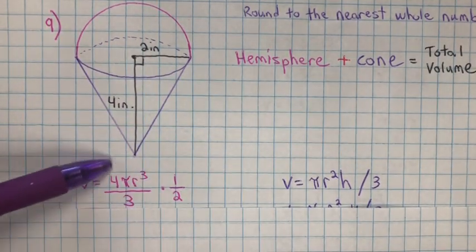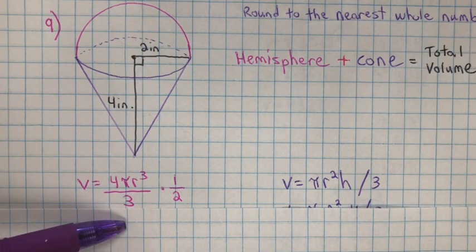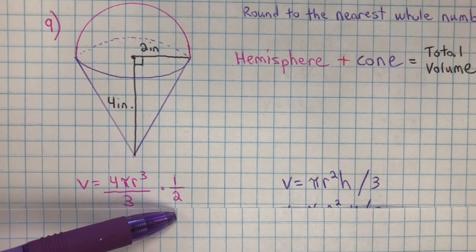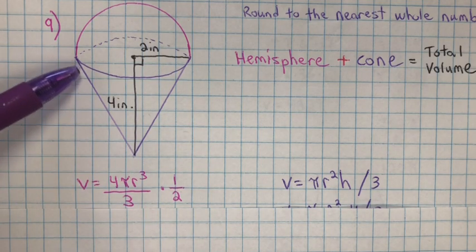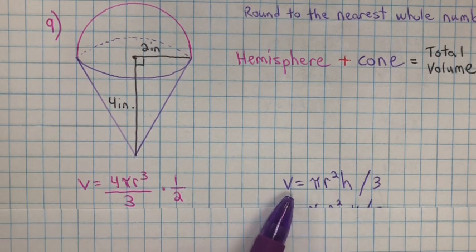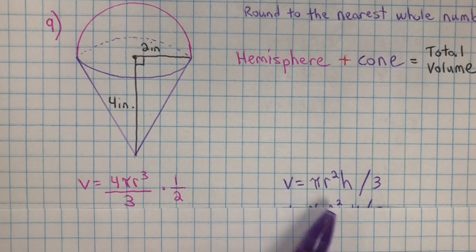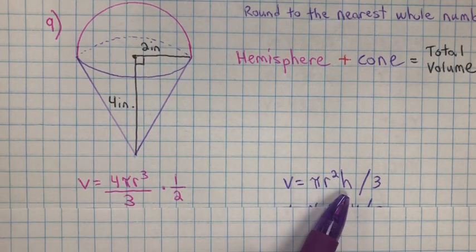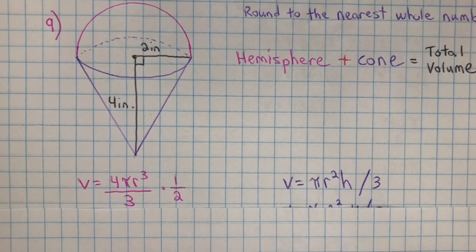This is the formula for the volume of a sphere. Multiply it or divide it by 2, and you get a hemisphere. The volume of a cone is volume equals pi r squared multiplied by the height divided by 3.